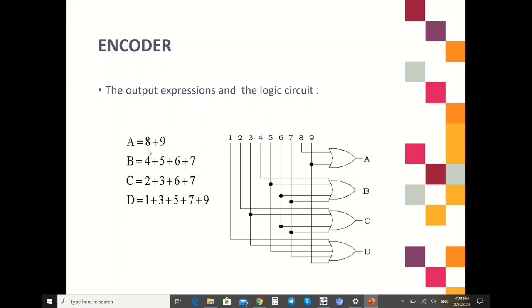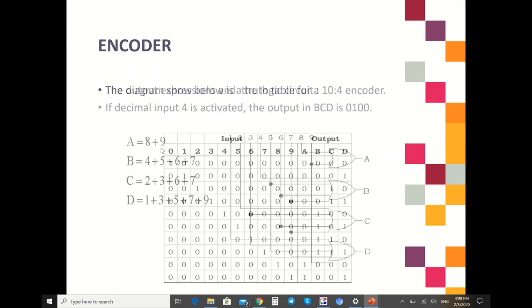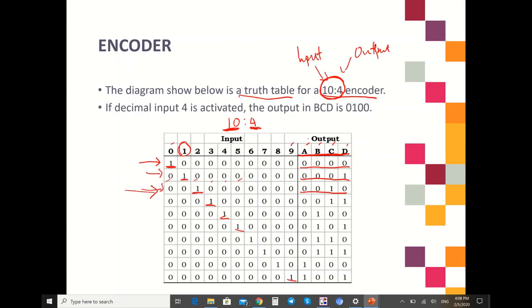A is equal to 8 or 9. Why 8 or 9? Because you have four outputs, so you need to have four expressions, one expression for each output. For A, you have two outputs that equal 1, this one and this one. Based on this output, which number do you activate, or press, to make sure that A is activated, or A is switched on?